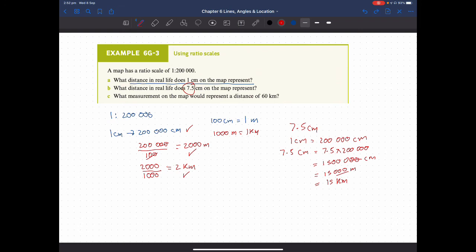For part C, there's a number of ways we can do it. For instance, we worked out earlier that 1 centimeter was equal to 200,000 centimeters. So that 1 centimeter was equal to 2 kilometers. So if I have 60 kilometers and I divide that by 2, I get 30. So what that tells me is that 30 centimeters on my map would equal 60 kilometers.